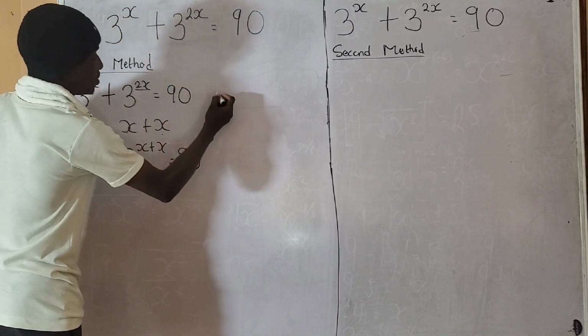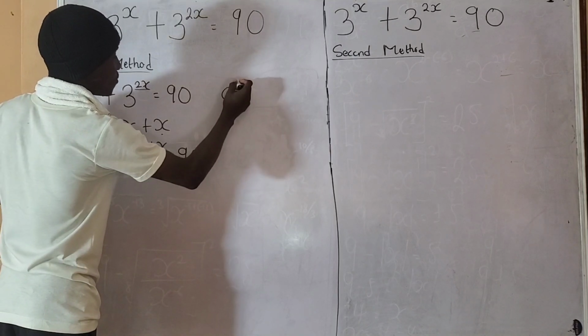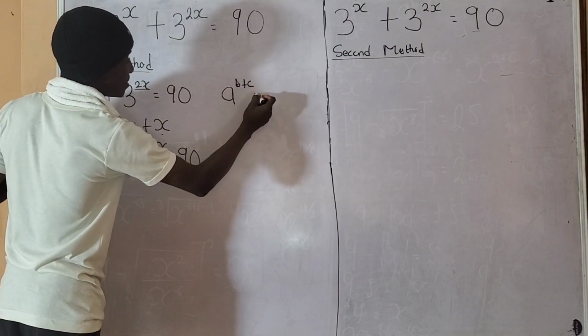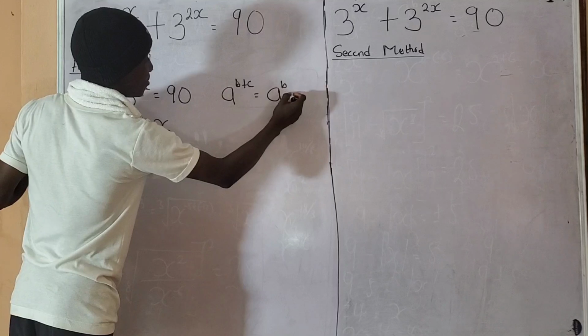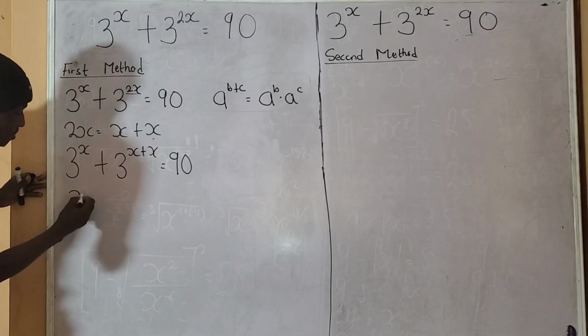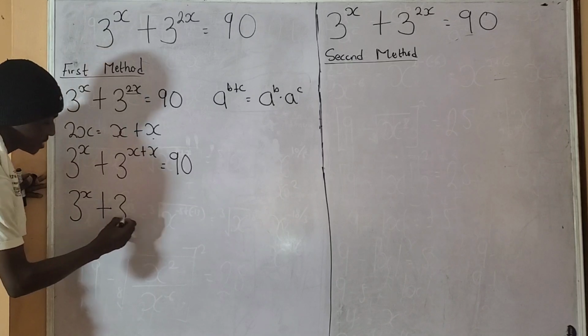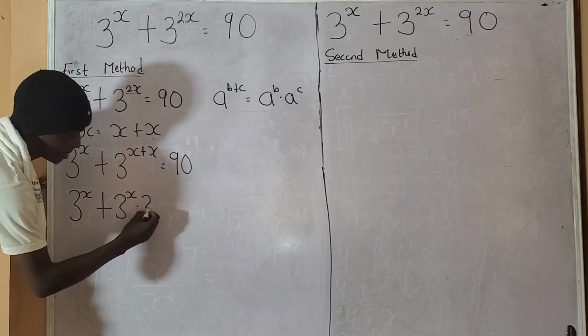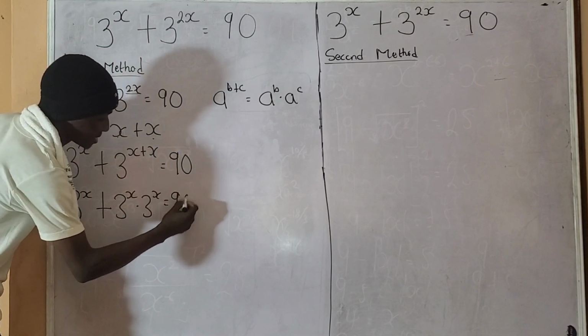Yes. Okay. Do not forget that if you have a raised to the power of b plus c, this can be written as a raised to the power of b multiplied by a raised to the power of c. So you're going to have 3 raised to the power of x plus 3 raised to the power of x multiplied by 3 raised to the power of x equals 90.